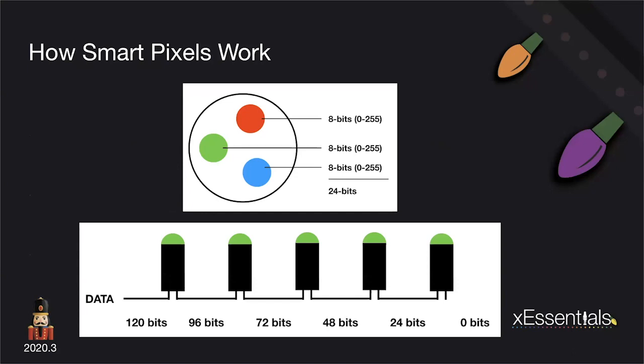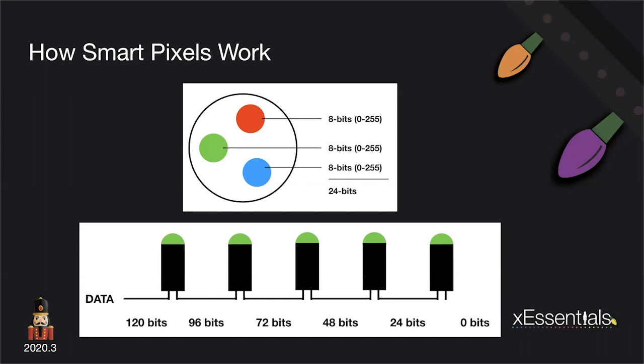A little pixel theory here. I think the 2811, 2812B is kind of the standard chip that is on all these pixels, or at least a very popular one anyway, and it has an 8-bit color depth. So it takes 8 bits for the red, 8 for the green, and 8 for the blue. So you get 24 bits of data to properly light up a pixel.